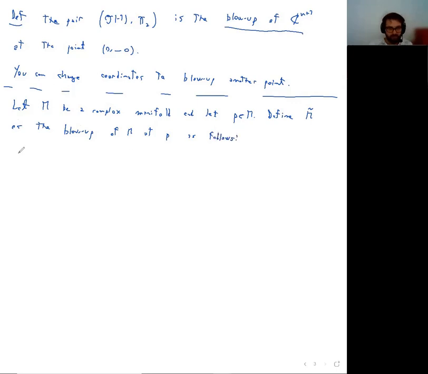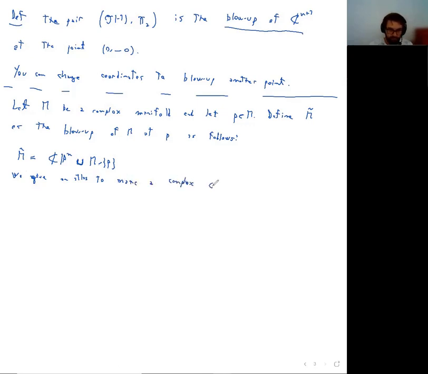So first of all, we use this intuition that we're simply replacing the point P with a copy of CPN. And you just say, hey, we just take this disjoint union. We remove the point and we put a CPN. But then to really say that the CPN is there instead of the point, of course, we have to give an atlas, which somehow reflects this topology, to make a complex manifold.